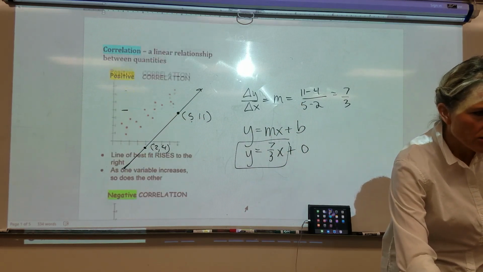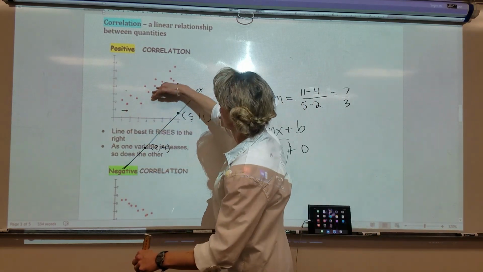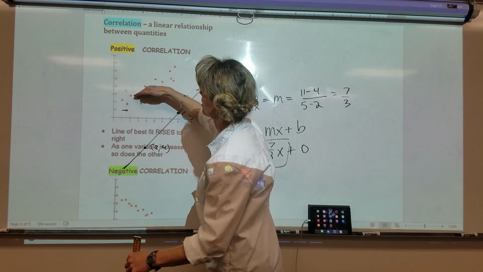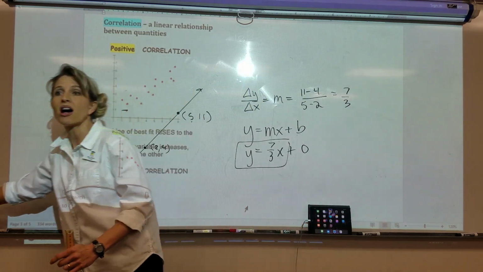So there's different shapes. We did all that. So if you see a positive slope, meaning as it goes up, over, as one increases, the other increases, we call it positive correlation.